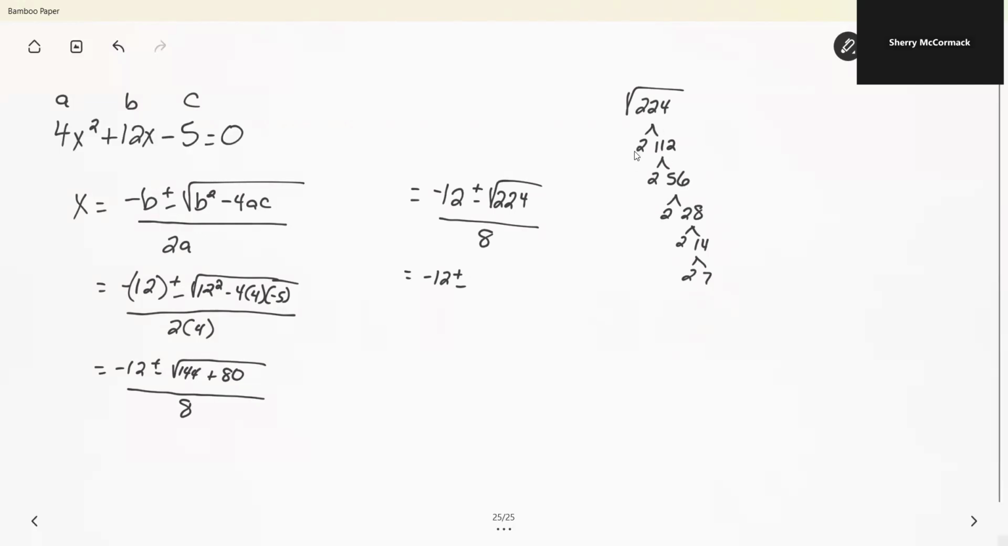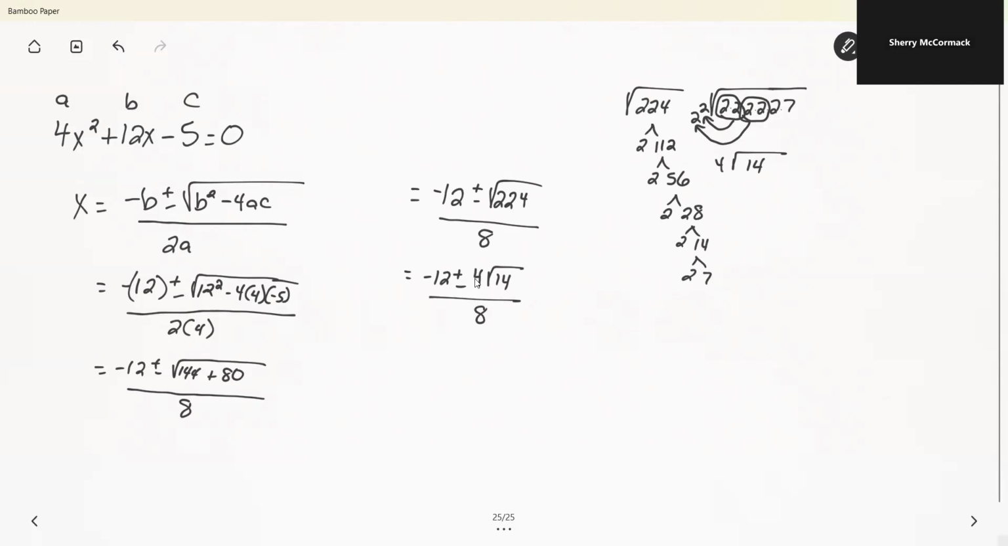And now we have all primes, so we have 1, 2, 3, 4, 5 2's and a 7, okay? And we have to bring these out in pairs. So 1, 2, they come out as an individual 2. Individual 2. 2 times 2 is 4. And since there's not a pair for that 2, I have to leave it under. There's not a pair for the 7, so I have to leave that under. So that's 2 times 7, which is 14. So this gives me 4 square roots of 14 divided by 8.